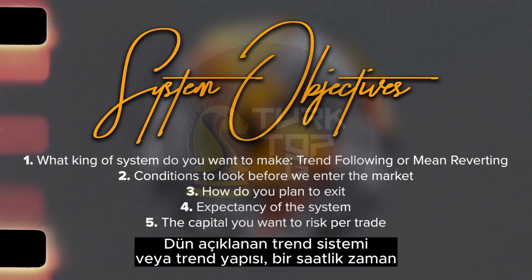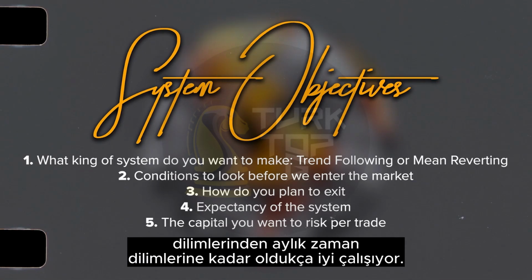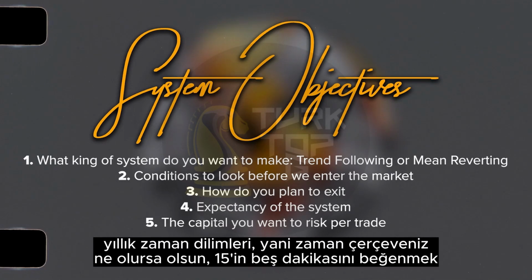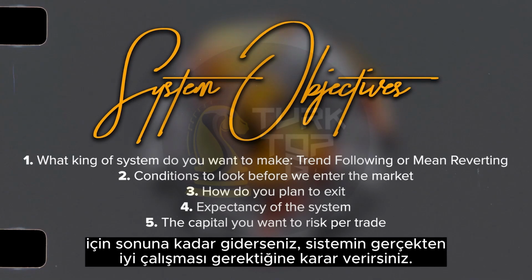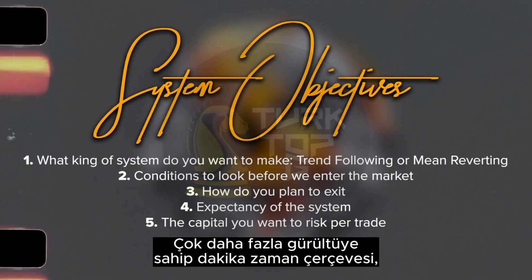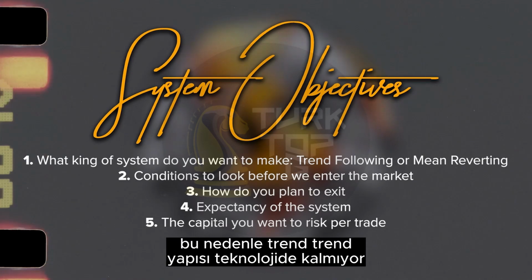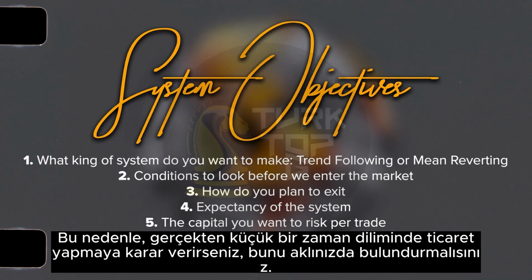The trend structure I described yesterday works pretty well, starting from one hourly time frames all the way to monthly, yearly time frames. So whatever time frame you guys decide, the system should work really well. If you go down all the way to a 5-minute or 15-minute time frame, there is a bit more noise, so the trend structure does not stay intact. You have to keep that in mind if you decide to trade really small time frames.